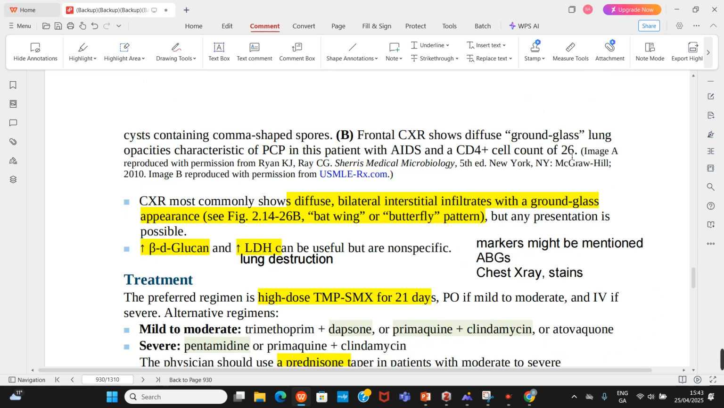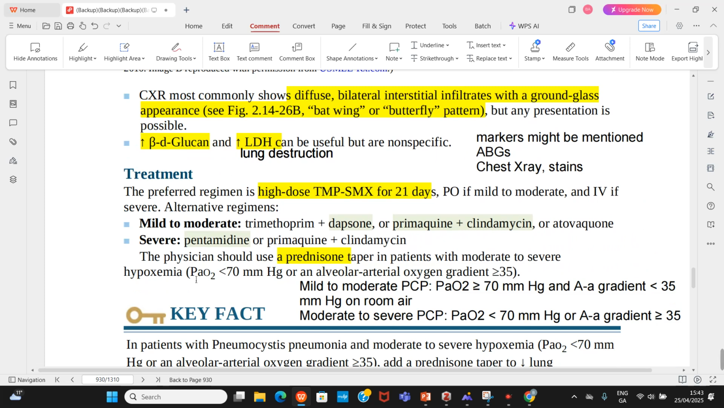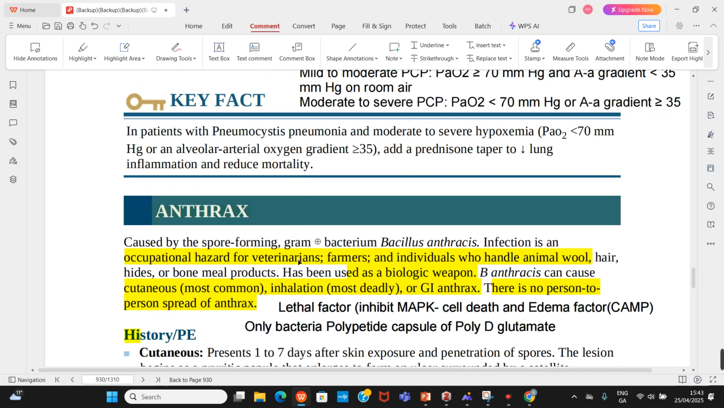You just quickly look at the PaO2 in the question. I said PCO2, I mean PaO2. That's the partial pressure of oxygen in the blood. Is it less than 70? If it's less than 70, whatever answer you are choosing, make sure it includes prednisolone. So either you are seeing PaO2 of less than 70 or you are seeing an A-a gradient of more than 35. So A-a gradient of 35 or more, PaO2 of 70 or less, add prednisolone to whatever drug you are giving. Very, very important stuff. That's to reduce the inflammation and mortality.